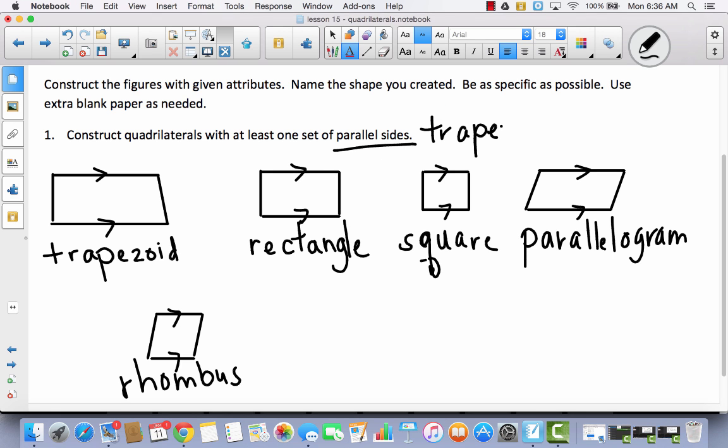Now, the first figure that I drew is just a trapezoid. But this is a rectangle and a trapezoid. This is a square and a trapezoid. This is a parallelogram and a trapezoid. And this is a rhombus and a trapezoid. I know that's a little bit confusing, but as we go along, hopefully it'll make more sense to you.